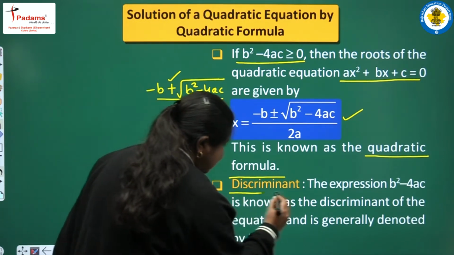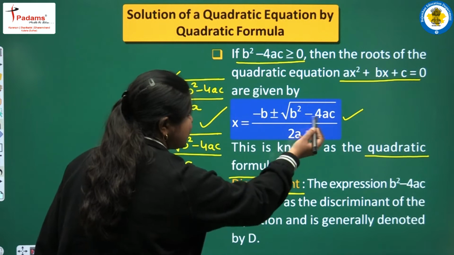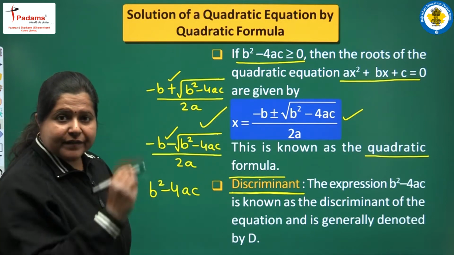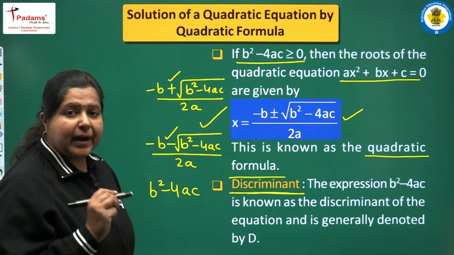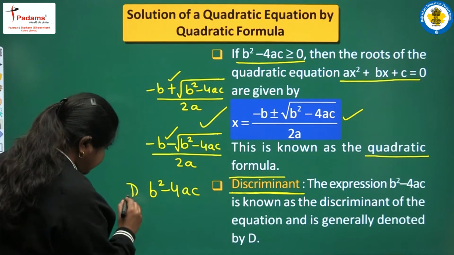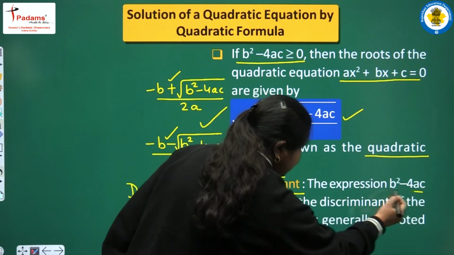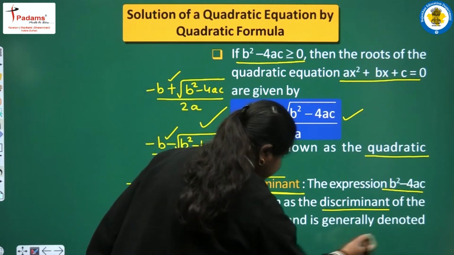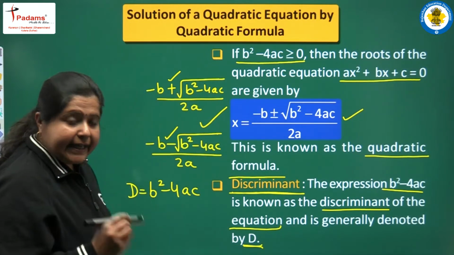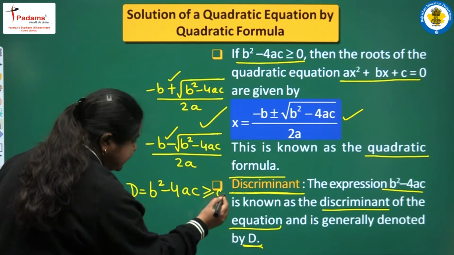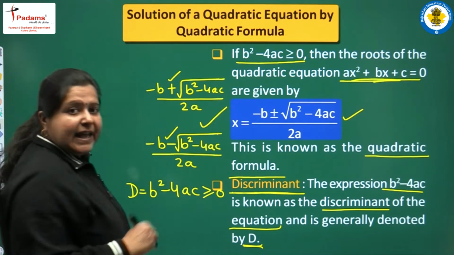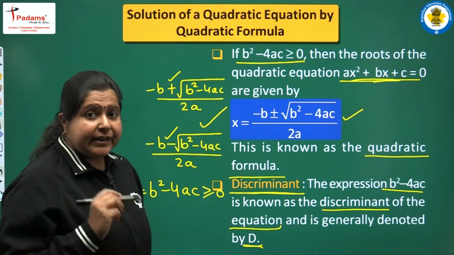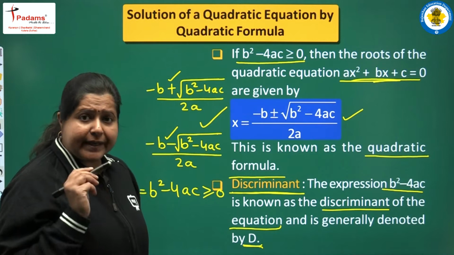Next, discriminant. Now this expression b square minus 4ac, this is called the discriminant of this quadratic equation and it is denoted by the letter capital D. The expression b square minus 4ac is known as the discriminant of the equation and is generally denoted by the letter capital D. And now if this is greater than or equal to 0, then this equation will be having two real roots, and if it is less than 0, then the roots will not be real. This is a very important result which should be very much clear to you.